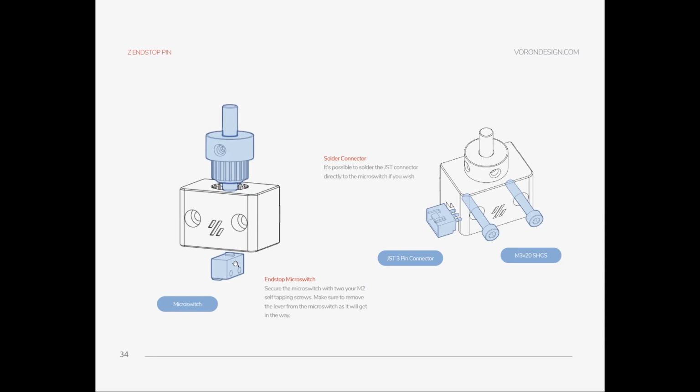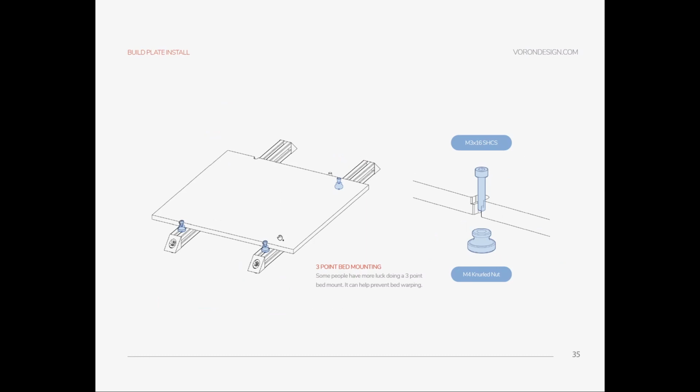For the Z end stop micro switch, you need to remove the lever if there is one, and you can use a JST connector. It's your choice. You can also use the wire directly. And yeah, at this stage it's telling you to put your bed. However, I put my bed at the end. The reason is that while you are building it, you need to turn your printer a lot, and the bed is really heavy. So that's why I put my bed at the end. I would advise you to do the same.